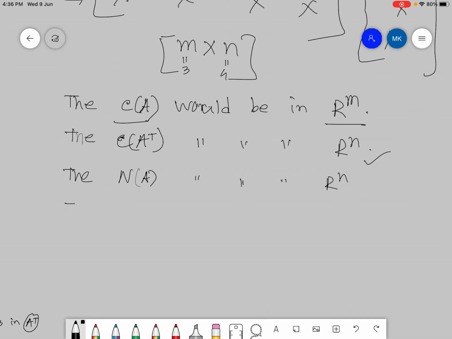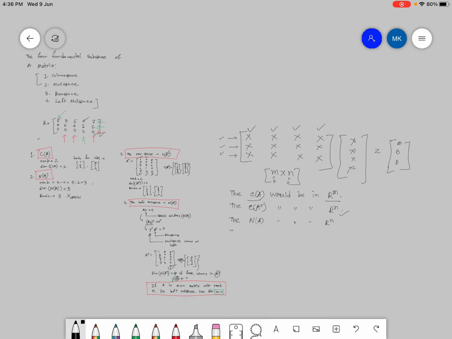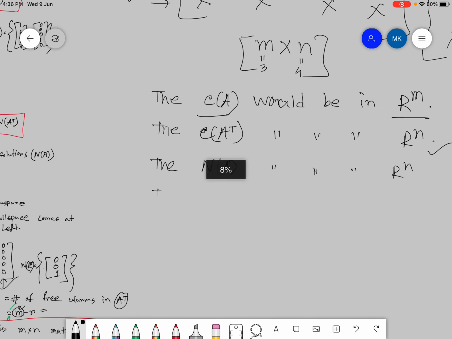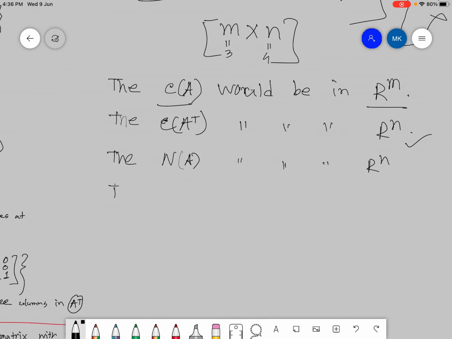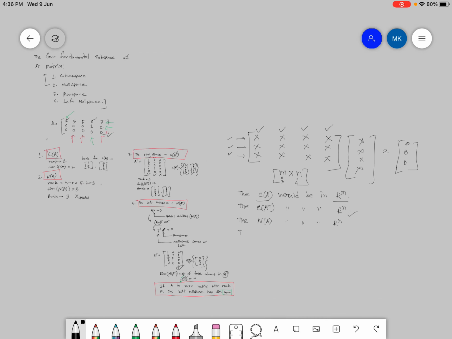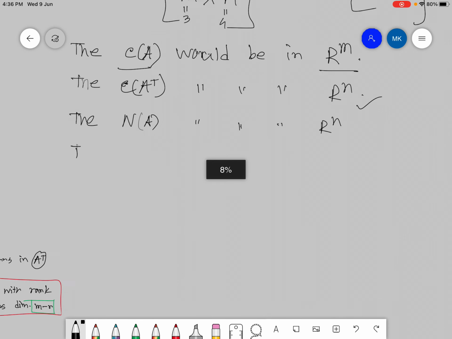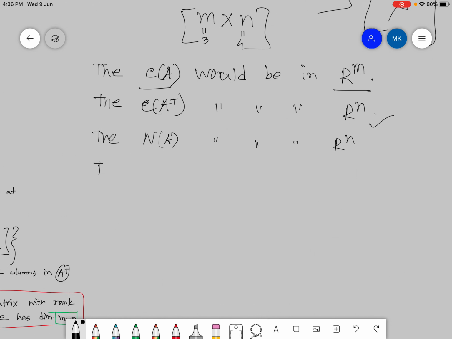And how does this thing work? Look at the null space of A transpose, which is connected to the column space in Rm.